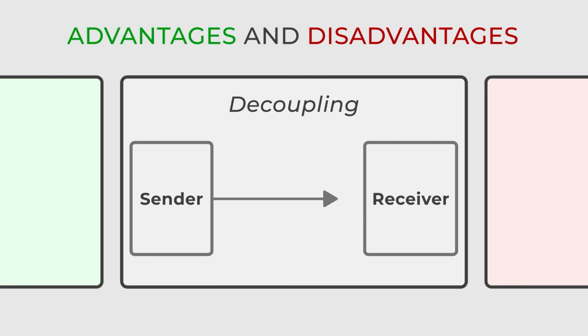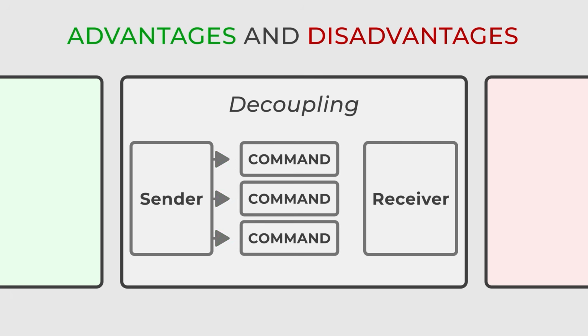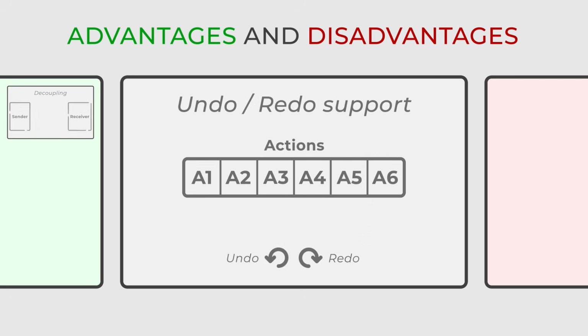In terms of benefits, this design pattern promotes decoupling between the sender and the receiver, leading to more flexible interactions and straightforward maintenance procedures. Additionally, command objects are capable of storing state, which facilitates the implementation of undo and redo operations, a significant advantage for user experience.